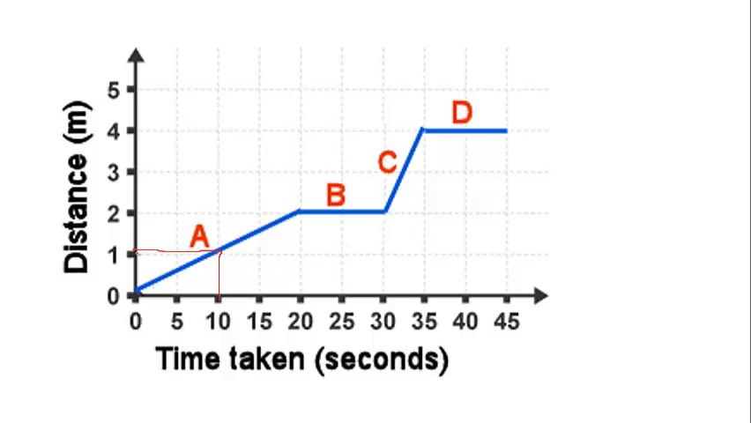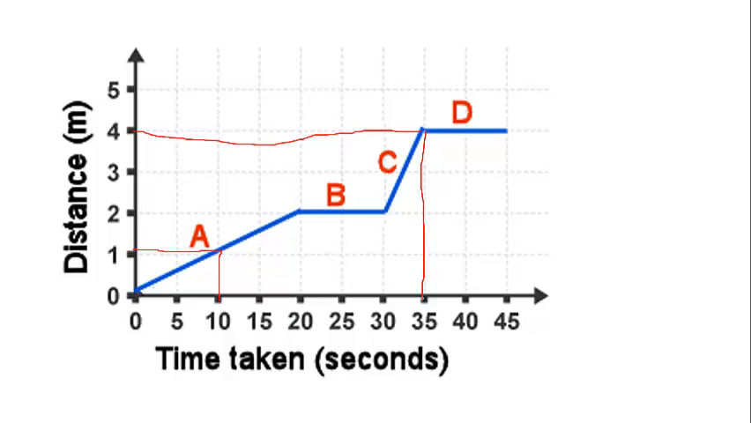And you can go backwards as well. Maybe you want to know how long it's going to take you to travel 4 meters. So then you can just draw your line over. Oops, and we're going to pretend that that was straight until you hit the line. And then you're going to follow it down. So to travel 4 meters would take this object 35 seconds.